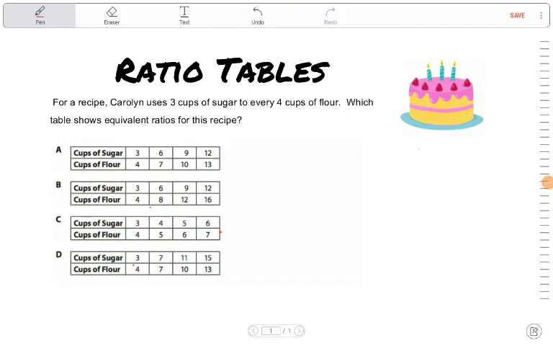Hey sixth graders, in this video we're going to tackle ratio tables. I'm going to work on this two ways, one by multiplying and one by drawing this out visually.